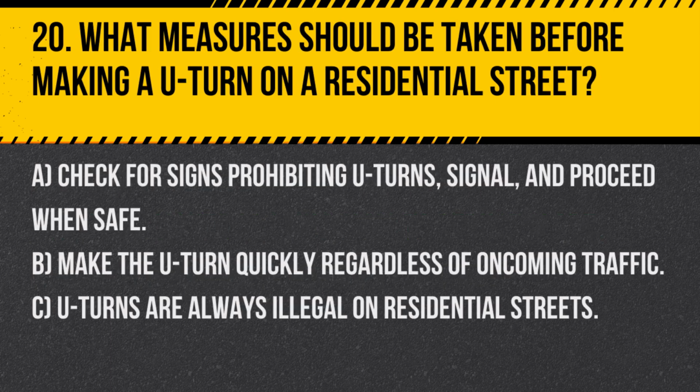Question 20. What measures should be taken before making a U-turn on a residential street? A. Check for signs prohibiting U-turns, signal and proceed when safe. B. Make the U-turn quickly regardless of oncoming traffic. C. U-turns are always illegal on residential streets. Answer: A. Check for signs prohibiting U-turns, signal and proceed when safe. Ensuring no restrictions in safety is crucial.